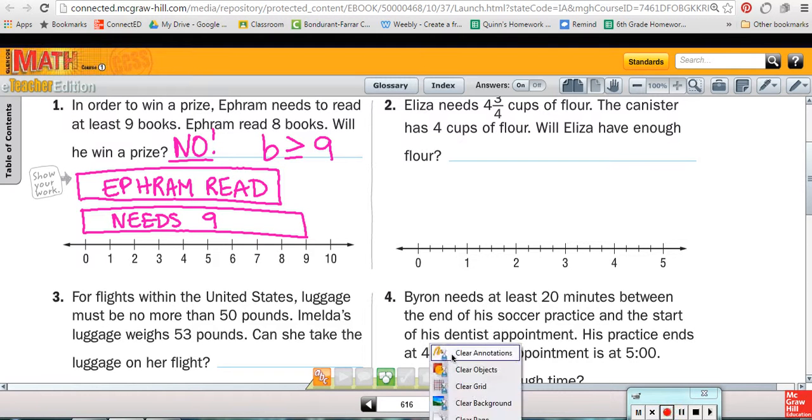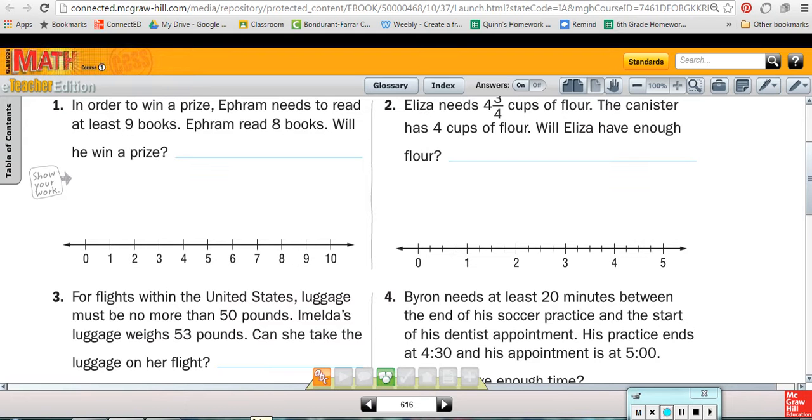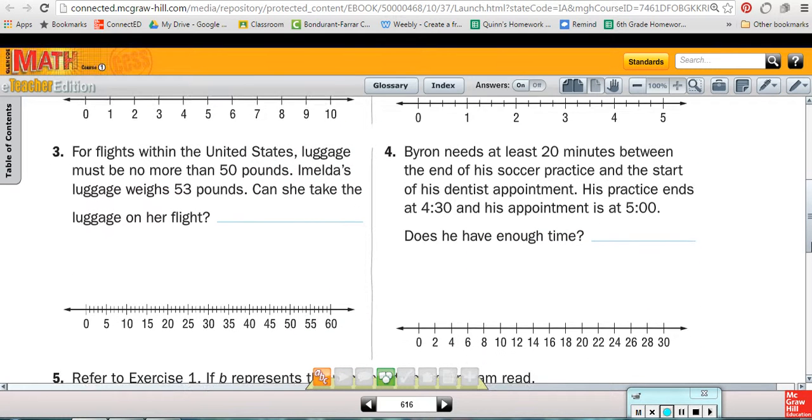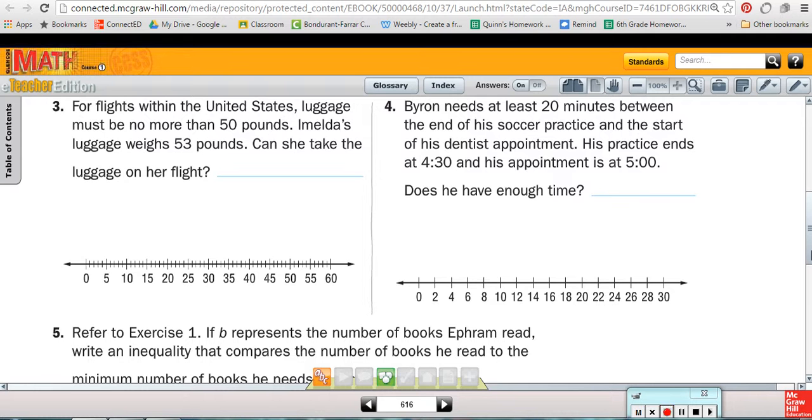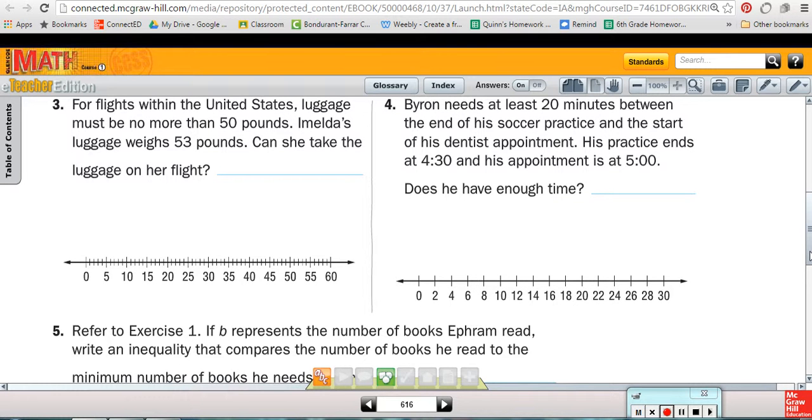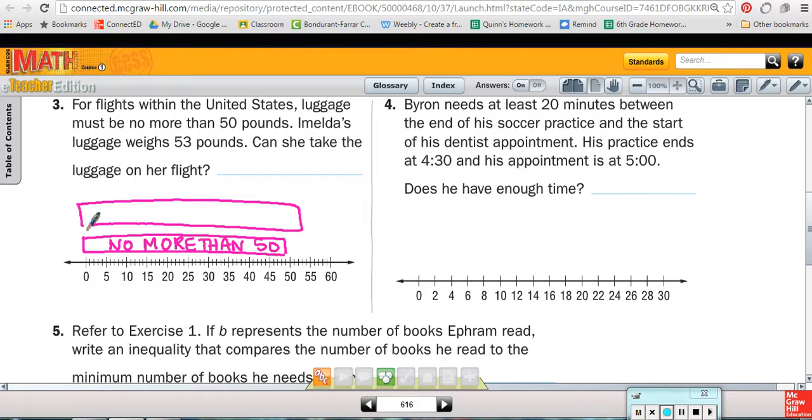Okay, let's look at number 3. For flights within the United States, luggage must be no more than 50 pounds. Imelda's luggage weighs 53 pounds. Can she take the luggage on her flight? Well, let's create our bar diagrams to prove it. So they can be no more than 50 pounds. And Imelda's bag weighed how much? 53.